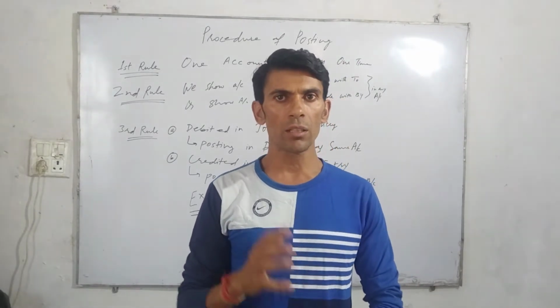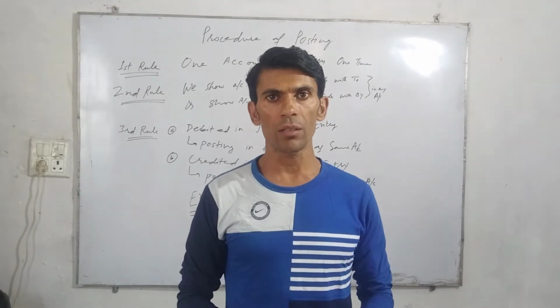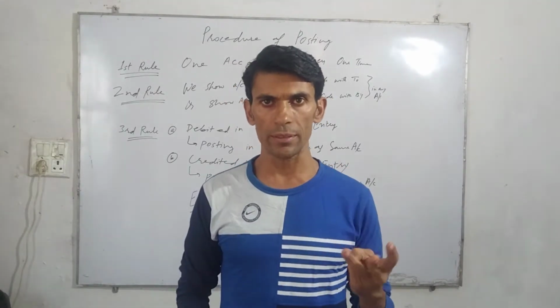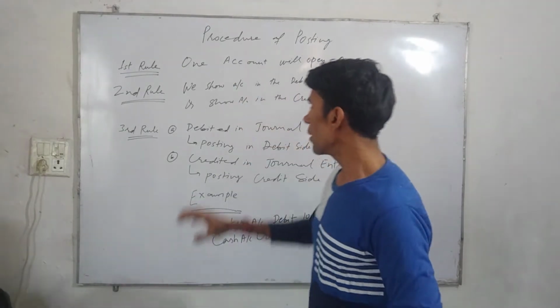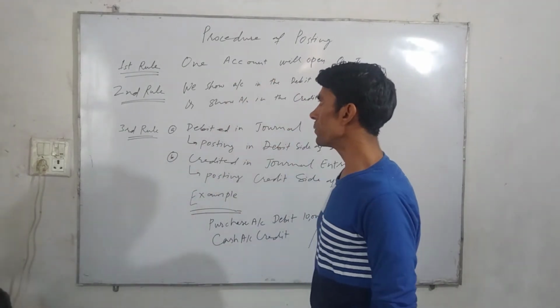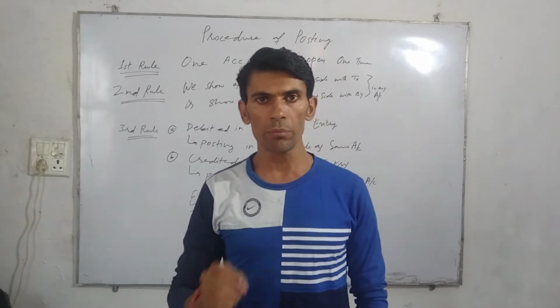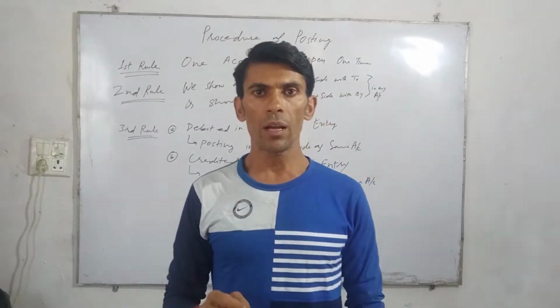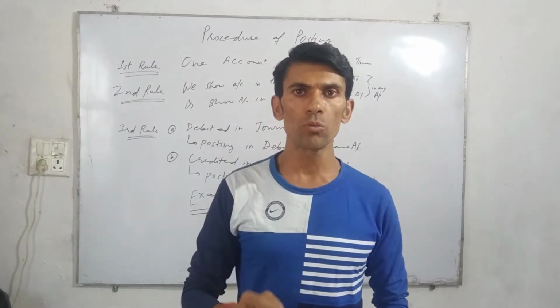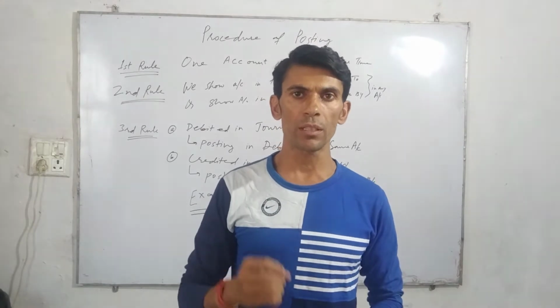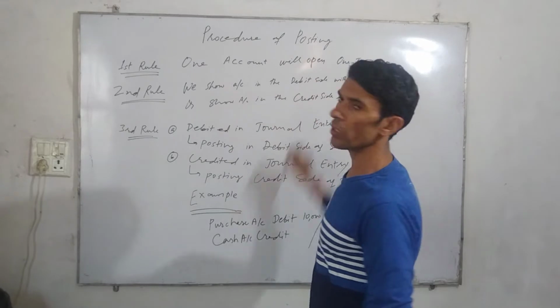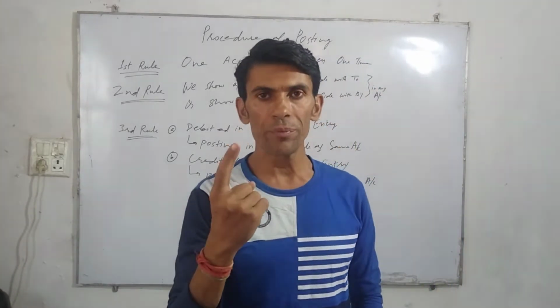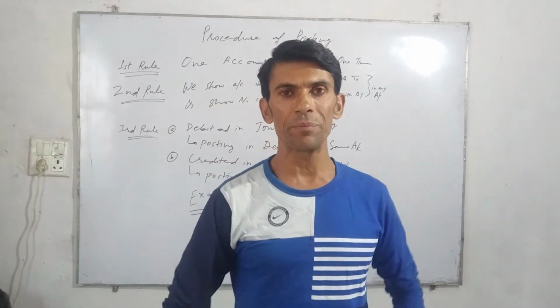I already taught you the 3 rules of journal entry of double entry systems. Here there are also 3 rules. You have to remember these rules, and it is very easy for you to post journal entry to ledger accounts. First, one account will open one time.